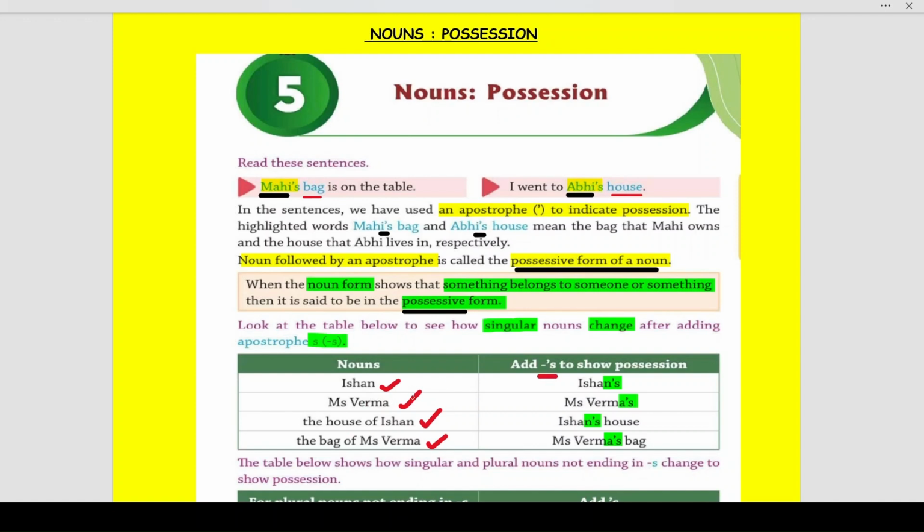So how do we show possession? When we use an apostrophe S after the noun. The noun is Ishan. We are using an apostrophe mark and S to indicate possession. Mrs. Verma is the noun. After that, an apostrophe, then an S. The house of Ishan: Ishan's house. Ishan is the noun, apostrophe S, and the house shows that it belongs to Ishan. The bag of Mrs. Verma: Mrs. Verma's, that means Mrs. Verma is your noun. Apostrophe S will show possession that the bag is owned or possessed by Mrs. Verma.